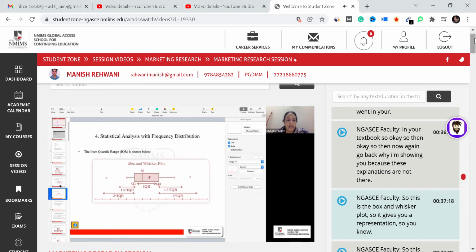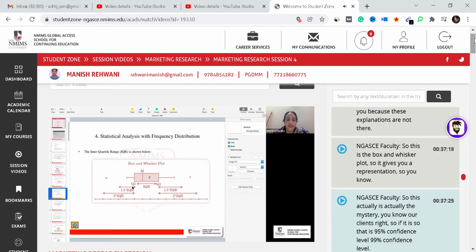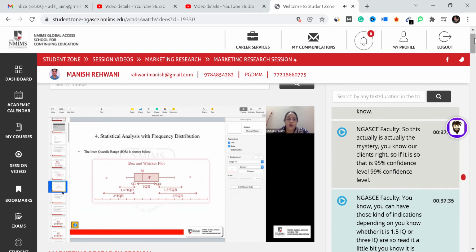So this is the box and whisker plot. It gives you a representation. So this actually is the whisker, the outliers, right? There is a 95% confidence level, a 99% confidence level, you can have those kinds of indications depending on whether it is 1.5 IQR or 3 IQR.